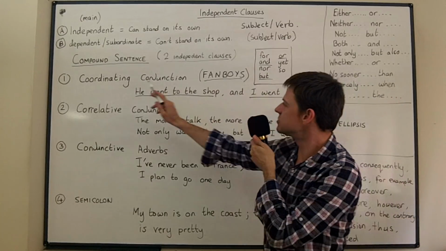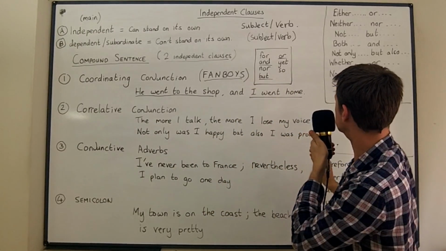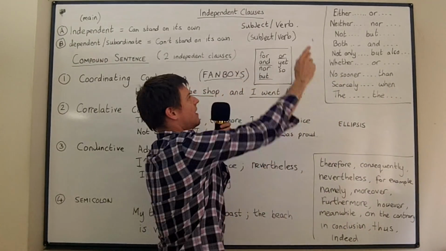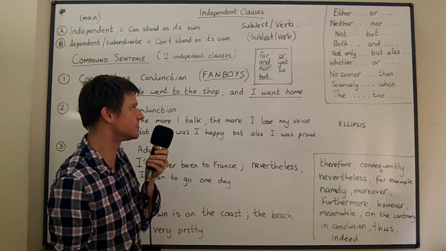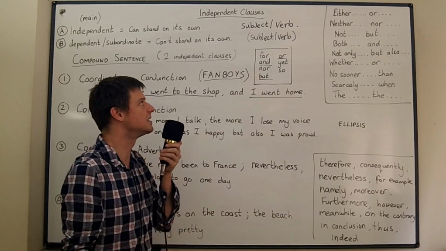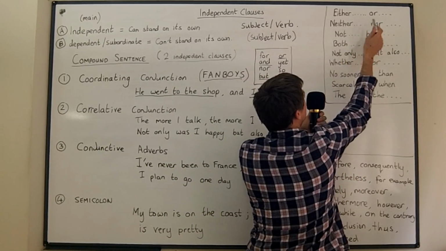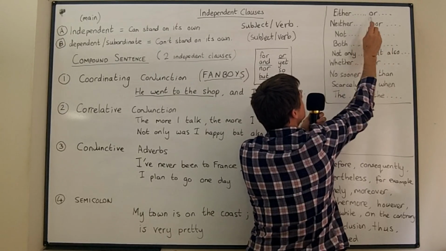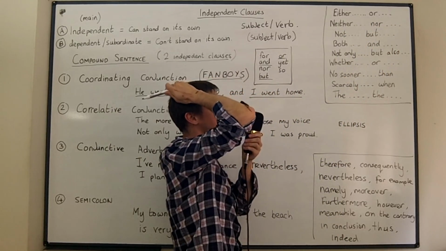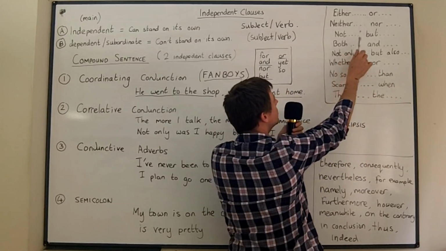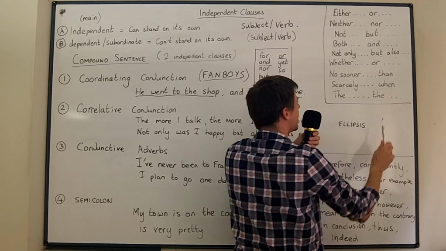Okay? Now, there's not just coordinating conjunctions we can use. We can also use correlative conjunctions. So I've put some up here in this box. They're not all of them. If you want a list of all the correlative conjunctions, you can find a lot of them online. There are loads. But either, or, neither, nor, we can join two independent clauses in these dots, in this ellipsis. We can actually put an independent clause on each side. Same with not, but, both, and, not only, but also, whether, or, no sooner than.